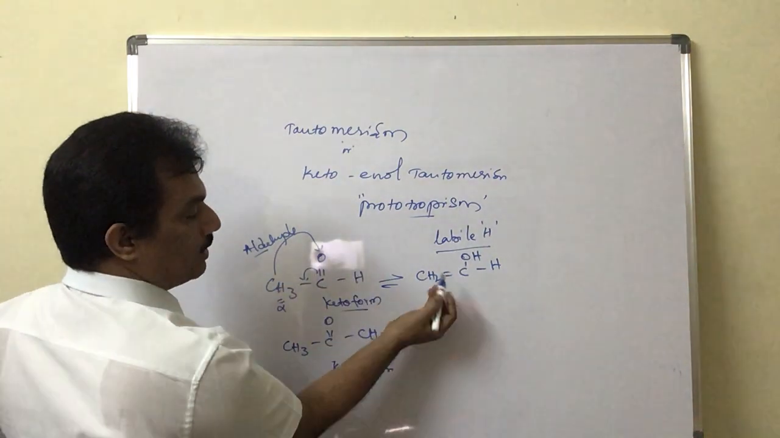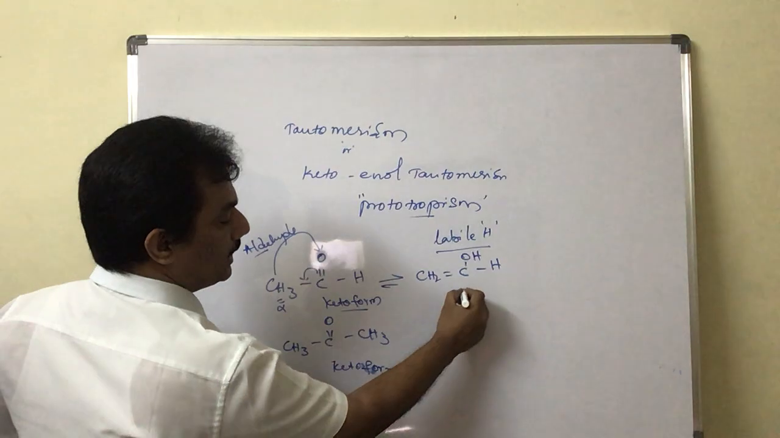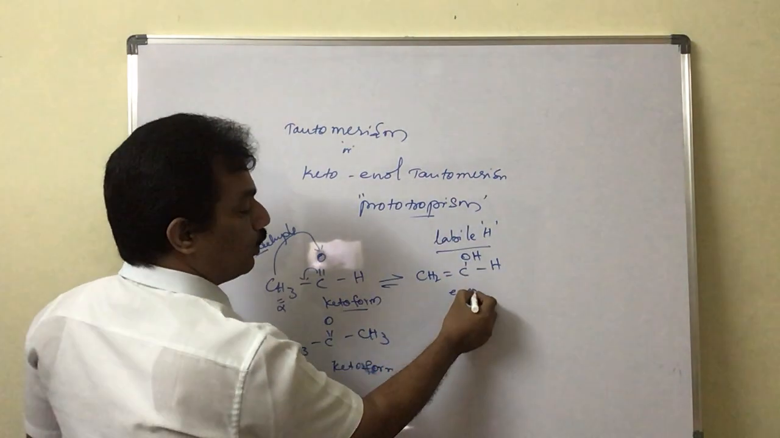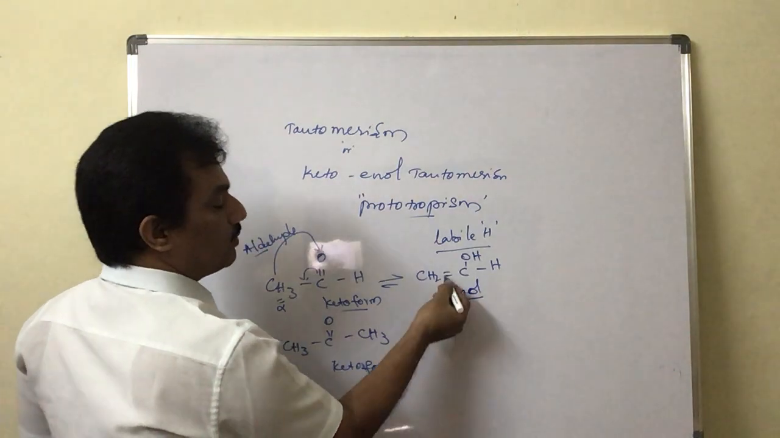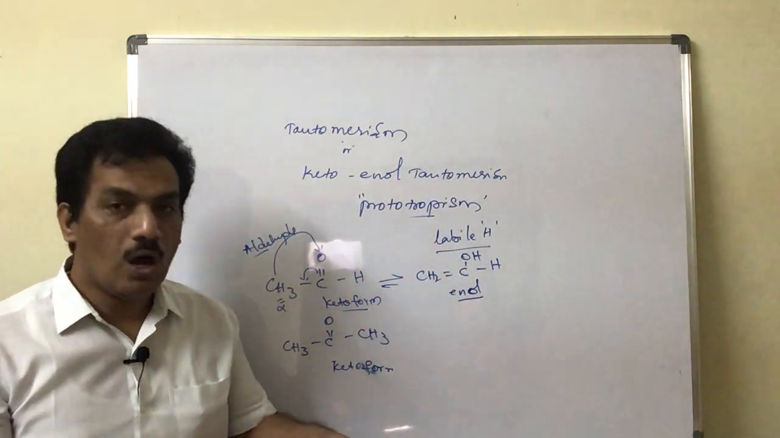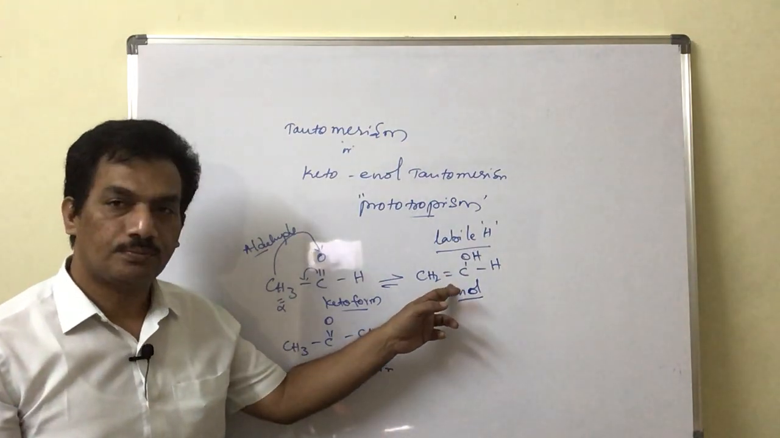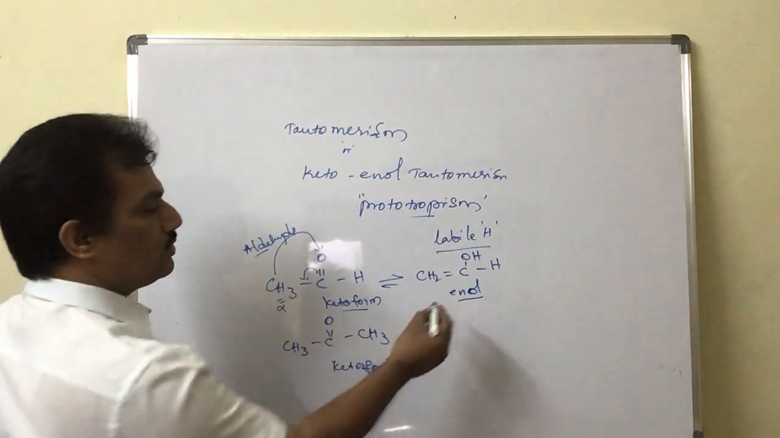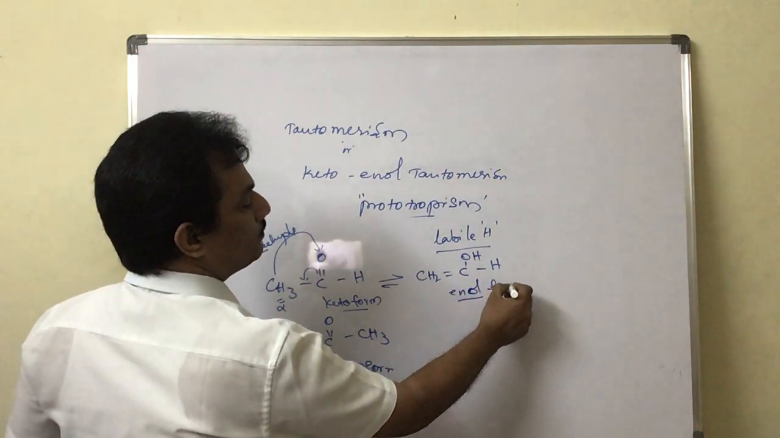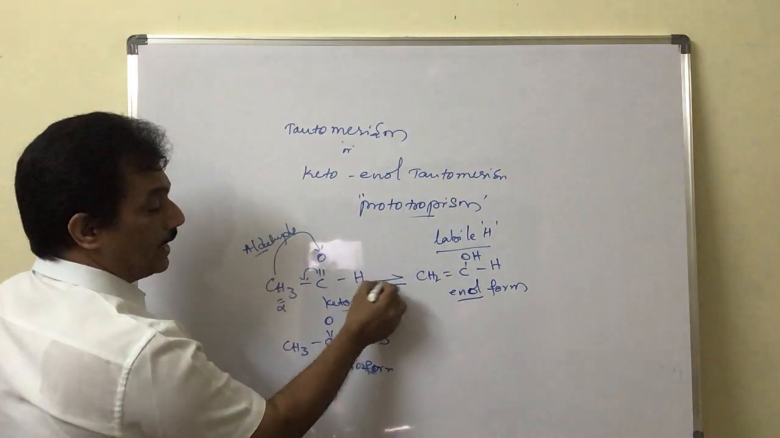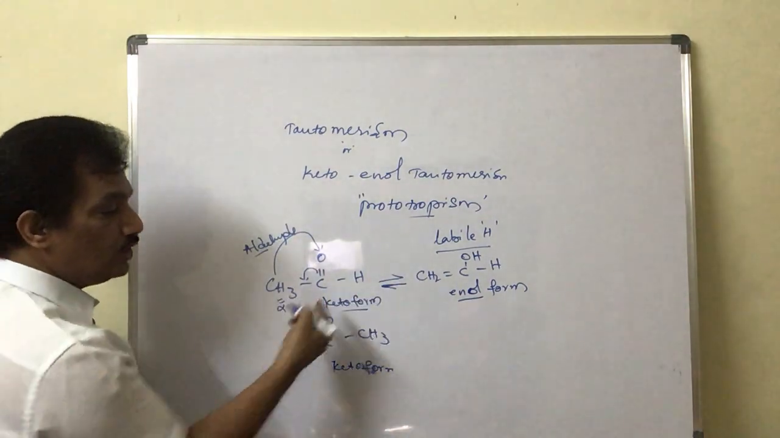Now in this keto form, when one of the alpha hydrogens migrates to the more electronegative oxygen, it gives this one, which has an ene. Ene means double bond, and ol is OH. Both are present in this isomer. That's why it is enol, and that form is known as the enol form.